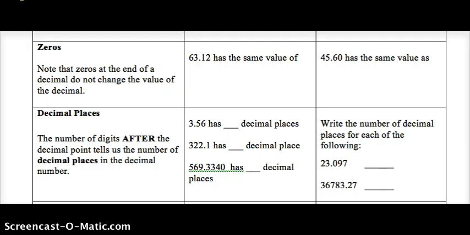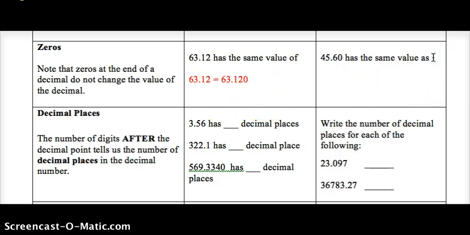So for example, 63.12, we've got 63 in the whole number part, and we've got 1 in the tenths column and 2 in the hundredths column. Well, that's the same as 63.120 because we've still got 63 in the whole number part. Then we've got our decimal point. We've got 1 in the tenths column, 2 in the hundredths column, just like over there, but nothing in the thousandths column. And if I add another 0, there's nothing in the ten-thousandths column. So having zeros at the end of a decimal does not change the value of the decimal.